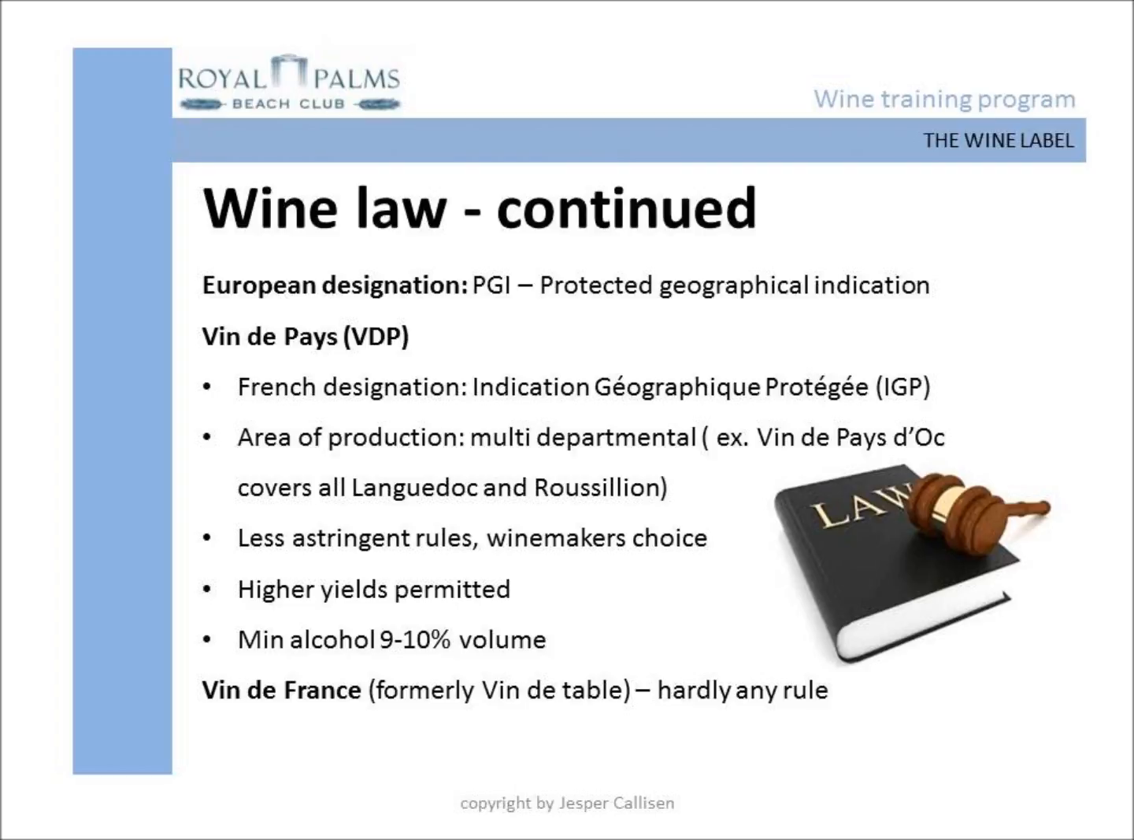PGI status covers much larger areas than PDOs. In some cases, they cover several regions, such as is the case in Languedoc and Roussillon in France. This PGI is known as Vin de Pays d'Oc. To give you an idea, there are more than 30 AOCs covered by the PGI designation in this region.